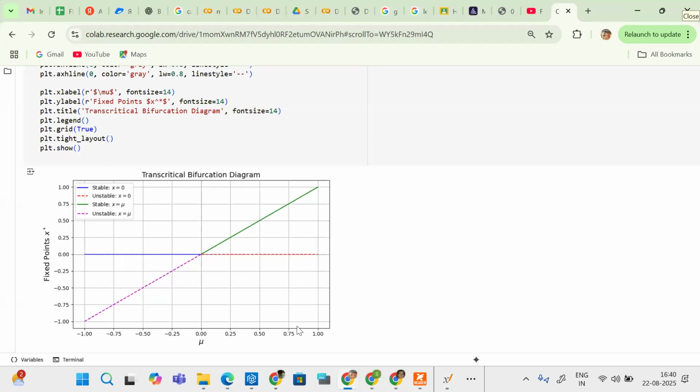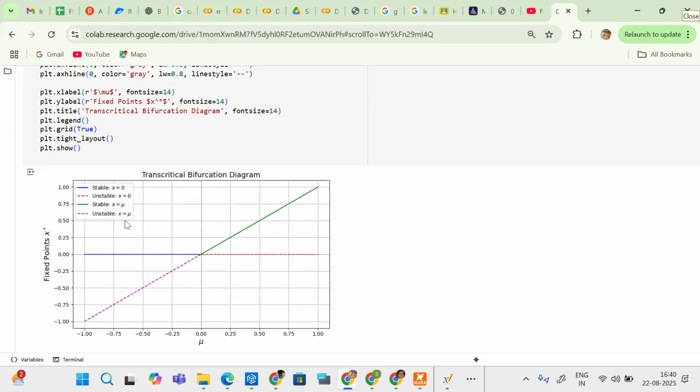For mu less than 0, observe the x-axis here, observe the cursor here. For mu less than 0, you have a blue and a magenta line. Blue is the stable x equal to 0 and the magenta is unstable x equal to mu. Two fixed points are present. Agree? Why does the figure look like this? Can you break it down within some seconds? You should be sharp like this. Then only can you visualize things.